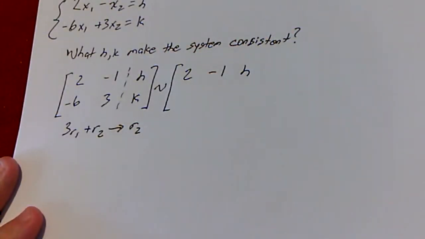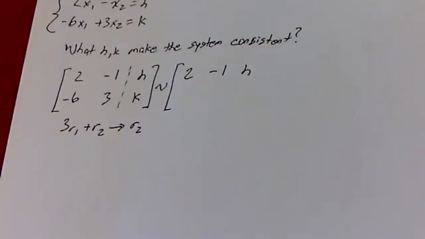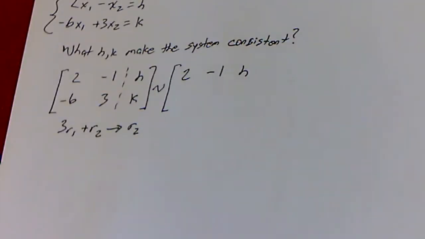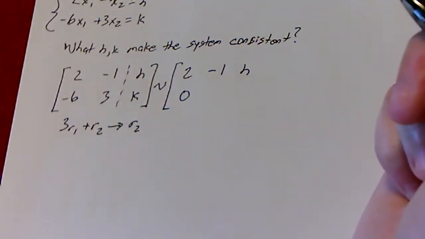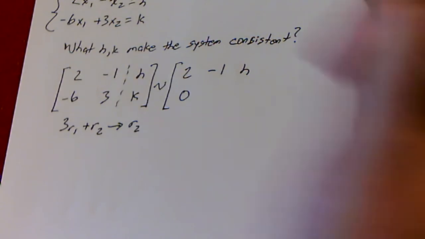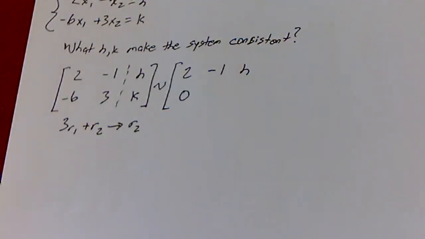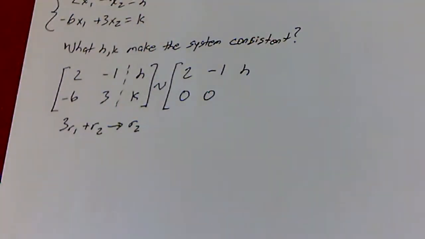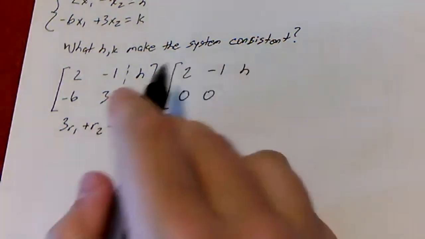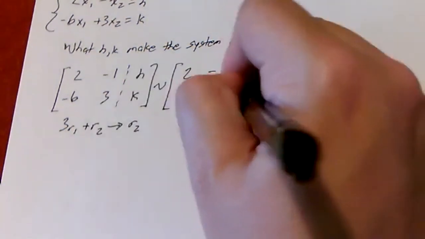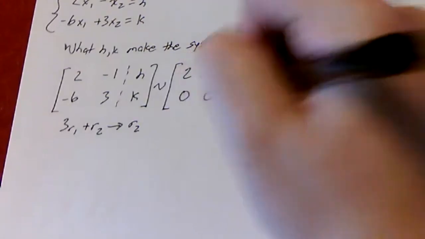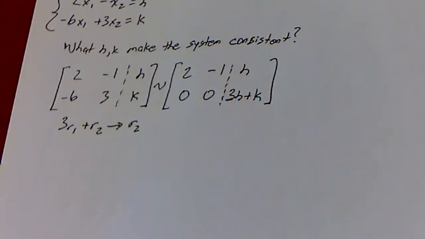Row 2 now, I'm multiplying by 3. So 3 times 2 is 6. I add that to negative 6. 6 minus 6 is going to be 0. So negative 1 times 3 is negative 3. Negative 3 plus 3 is also 0. Okay, that's an interesting result. And then I've got 3 times h plus k. So I've got 3h plus k. Right, they're variables. You can still keep them, add them together. Nothing too problematic there. Okay, so 3h plus k.